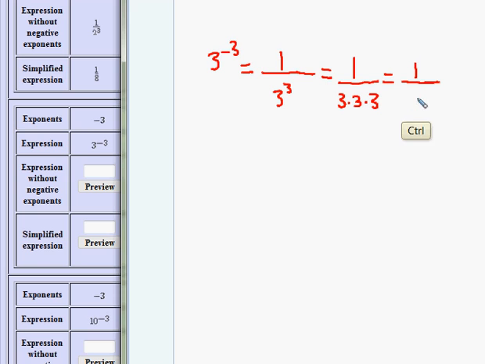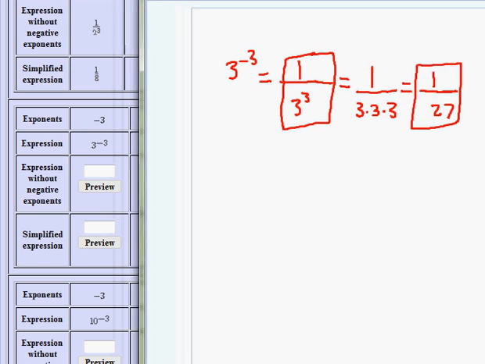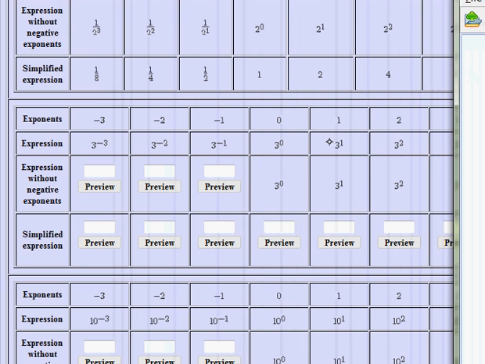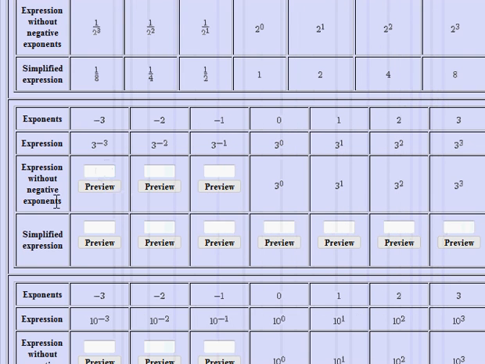So when I go to do the problem, I'm going to have two different answers. I have the answer 1 over 3 cubed, and I have the answer 1 over 27. So going back over here, the first thing they want me to do is write this without a negative exponent. So I want to write it as 3 to the third. The rule is we have to put that in the denominator. So I'm going to write 1 divided by 3.